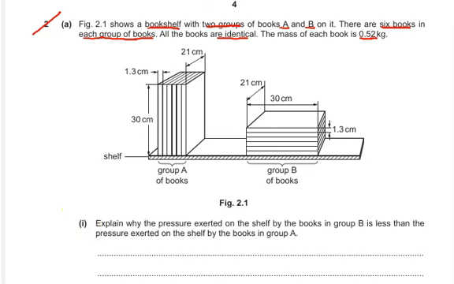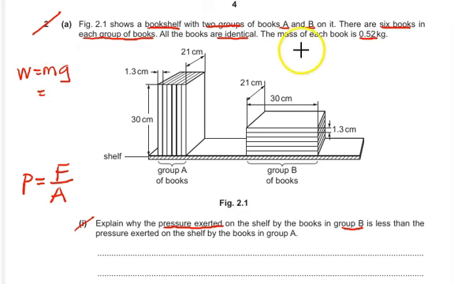Okay, now the first one, explain why the pressure exerted on the shelf by the books in group B is less than the pressure exerted on the shelf by the books in group A. So if you look at the pressure, first the formula is given by pressure equals force over area. So now if you're talking about the force, it is coming from the weight force, which is the weight equals mg.